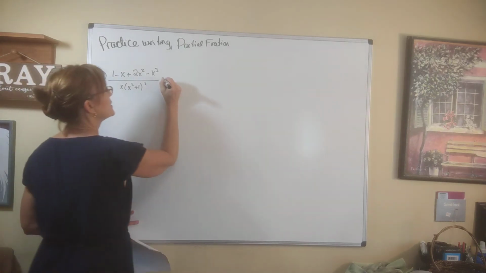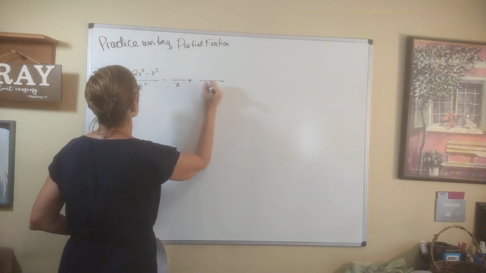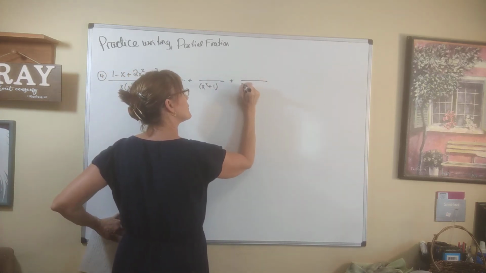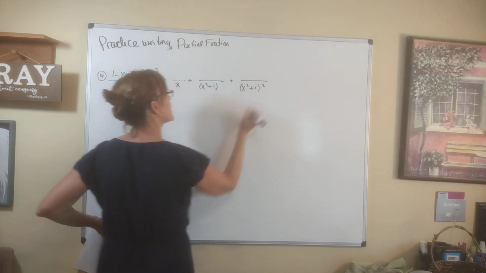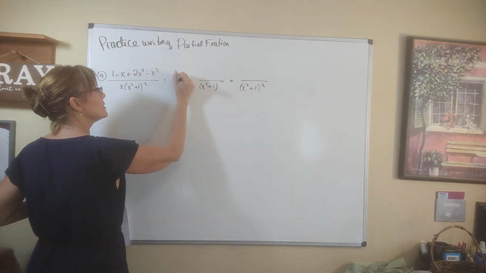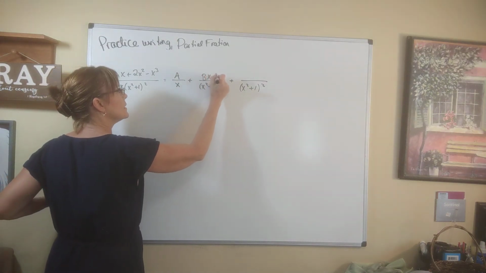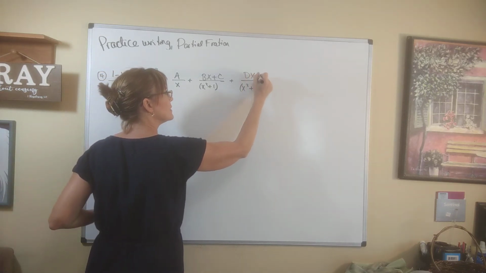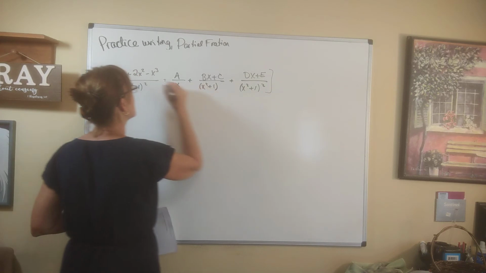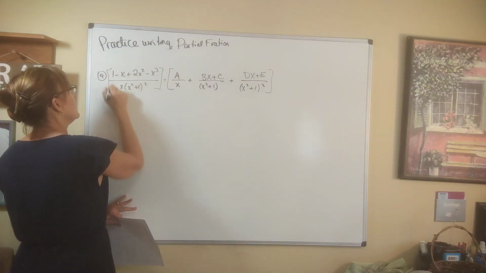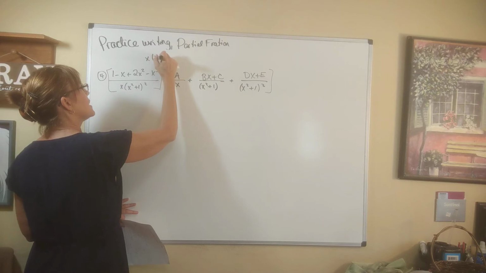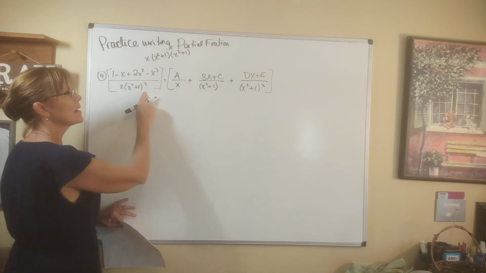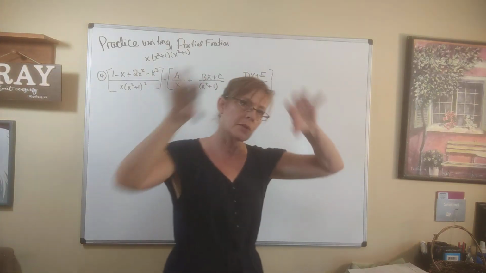So let's see. This is going to be something over x, something over x squared plus 1 to the first power, something over x squared plus 1 to the second power. This deserves a constant. This deserves a bx plus c. What's being repeated is quadratic, so this gets a dx plus e. Now we kill our fraction by multiplying both sides times x times x squared plus 1 times x squared plus 1. And I like to write it out twice. Sometimes that helps me. This is going to both sides.